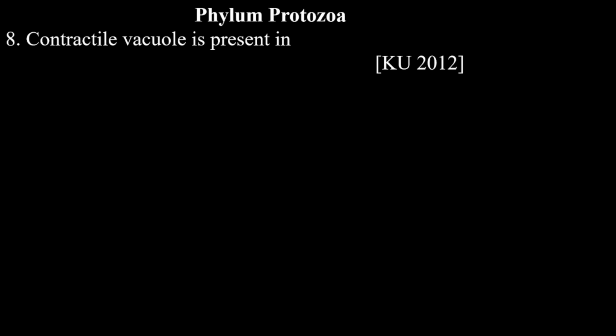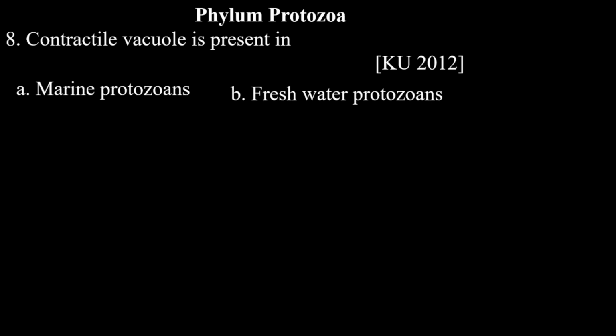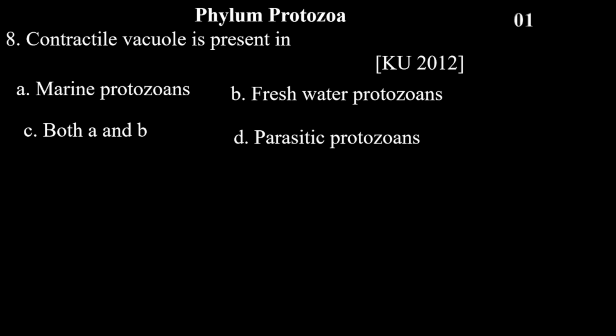Question number 8. Contractile vacuole is present in, your options are A. Marine protozoans, B. Freshwater protozoans, C. Both A and B, and D. Parasitic protozoans.